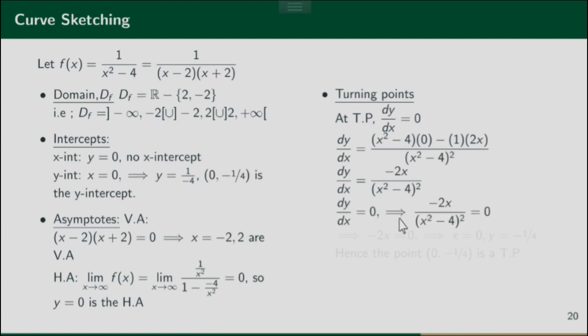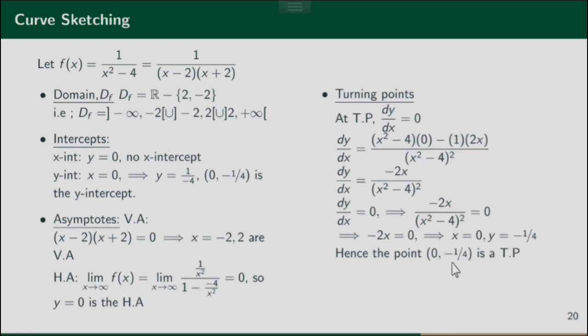So this is the derivative function, or the gradient function, of f of x. Now, dy by dx equals 0 means I equate this to 0 and solve for the value of x. Equating to 0 and solving, this term vanishes and I'll have negative 2x equals 0. That means x equals 0, so y equals negative 1 divided by 4. Hence the point (0, negative 1 over 4) is a turning point.